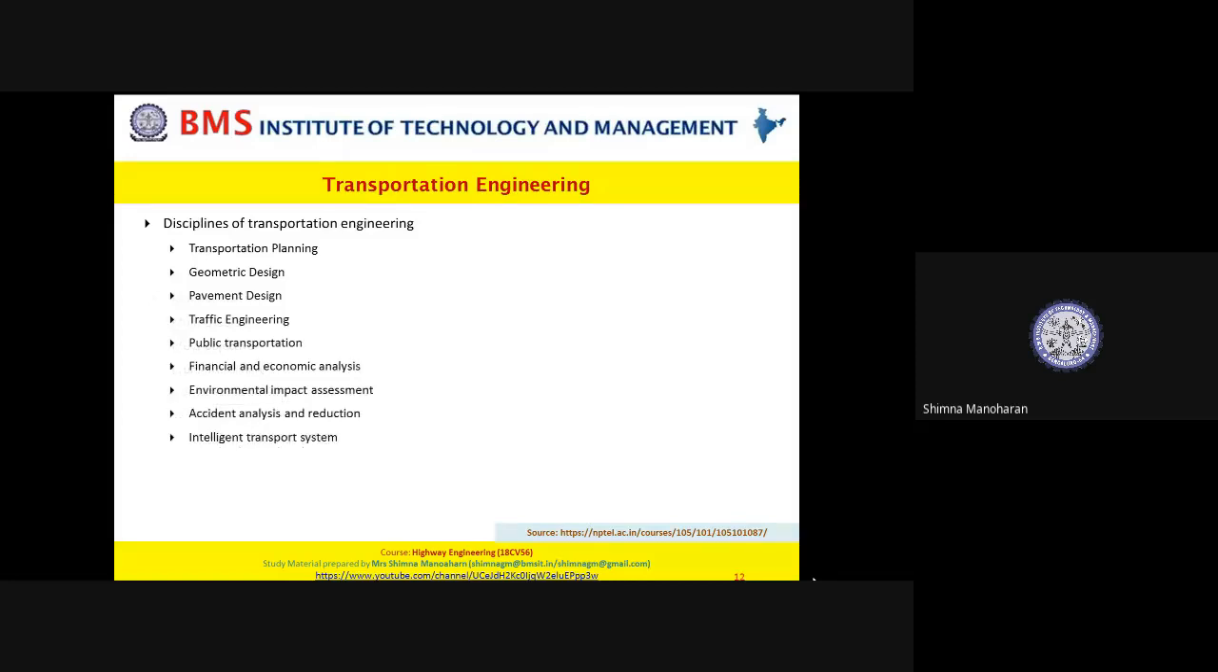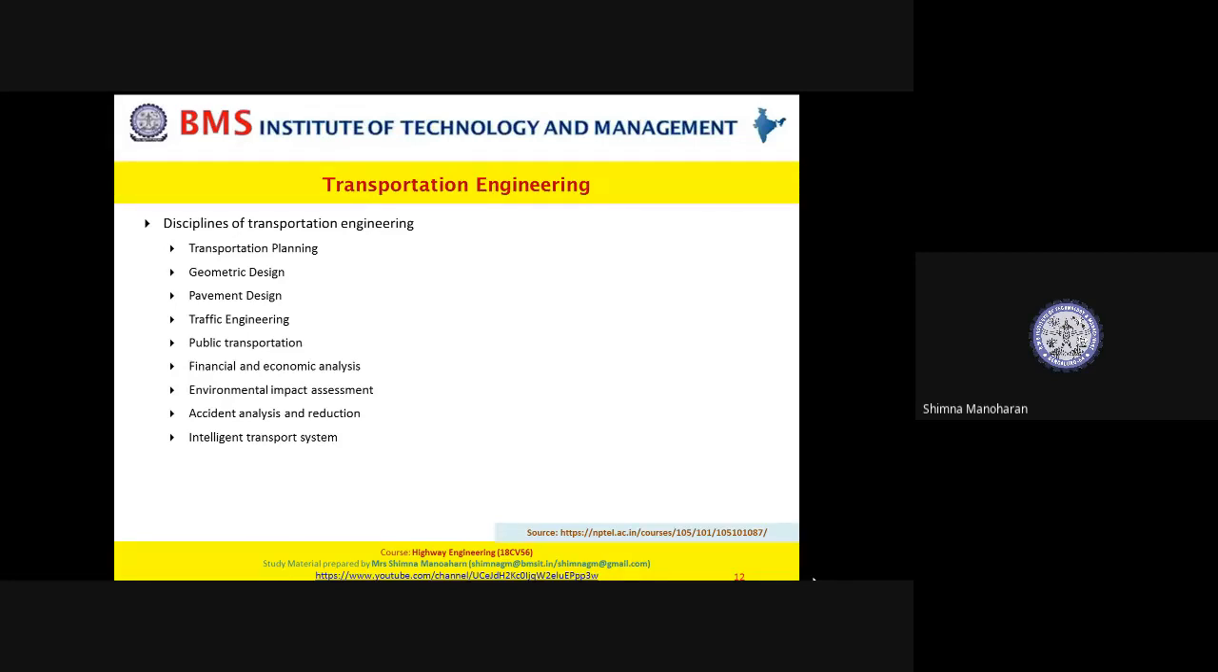So now these are the different disciplines or branches of transportation engineering. You have transportation planning, geometric design, pavement design, traffic engineering, public transportation, then financial and economic analysis, environmental impact assessment, accident analysis and reduction, and then intelligent transport systems.